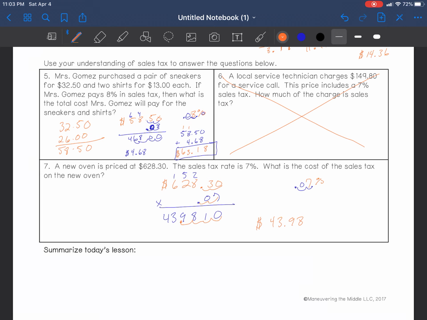So guys, that is sales tax. Pretty simple. All you're doing is making that sales tax rate into a decimal and multiplying it times your subtotal costs. Once you get your subtotal costs and your tax rate, you add them up and that gives you your total cost. Pretty simple. Take your time in your multiplying.